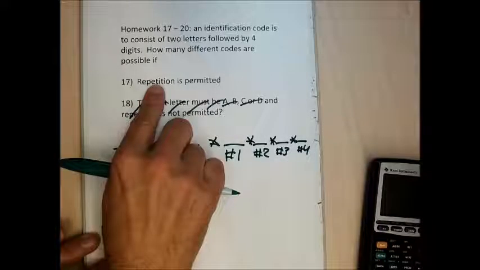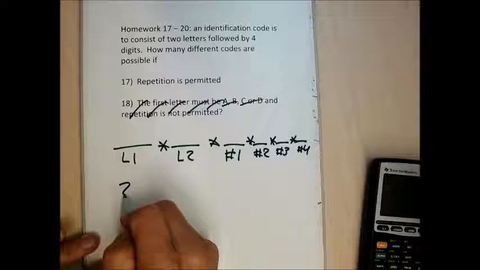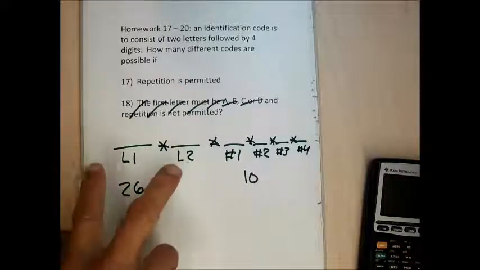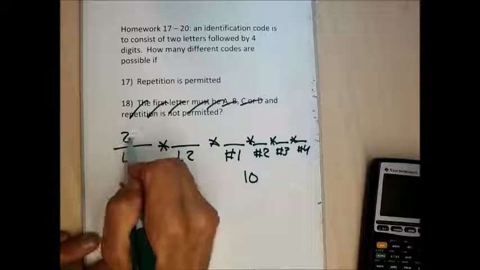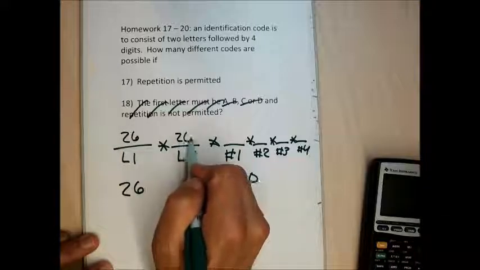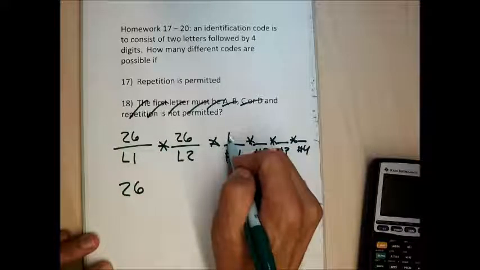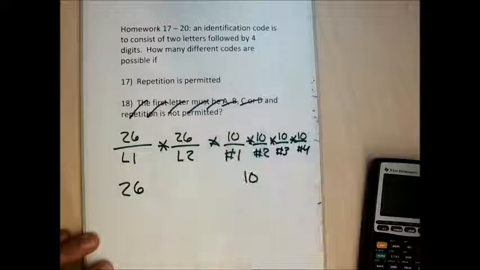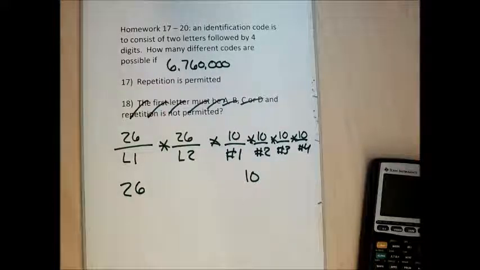So if repetition is permitted, there's 26 letters and there's 10 digits. If repetition is permitted, for each of the letters, I'm going to have 26 letters to choose from because I'm allowed to double up the letters. And for each of the numbers, I'm going to have 10 to choose from because I'm allowed to double up the numbers or quadruple up the numbers even. If I multiply these out, I get 6,760,000, that I got earlier in this video.